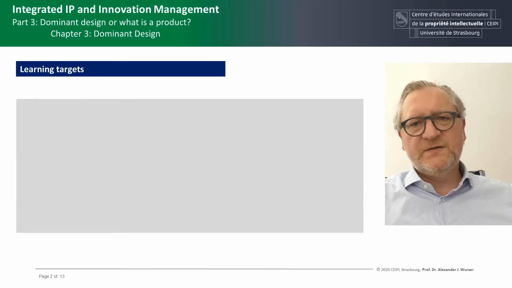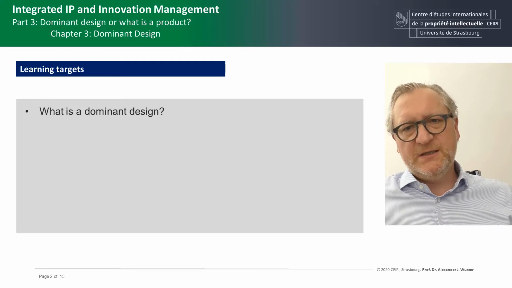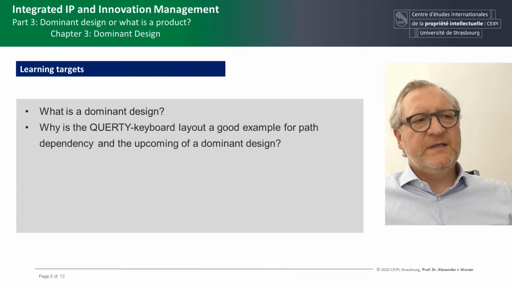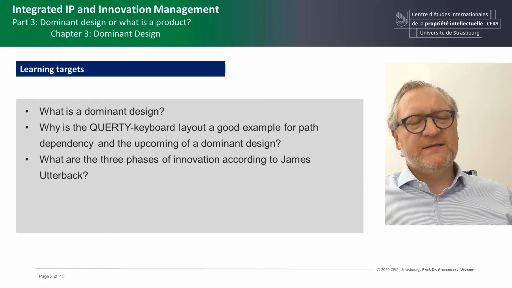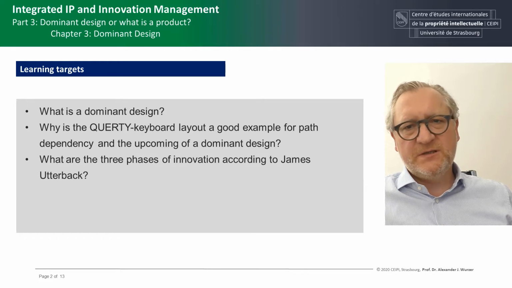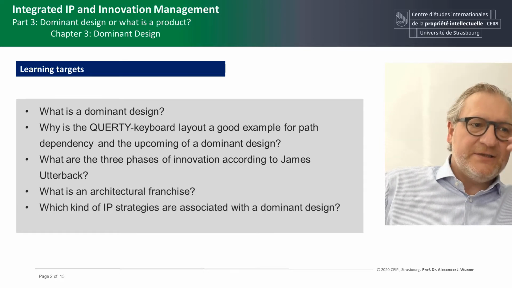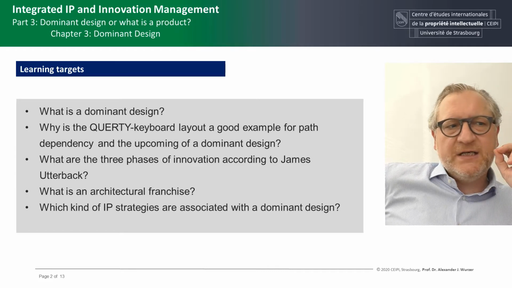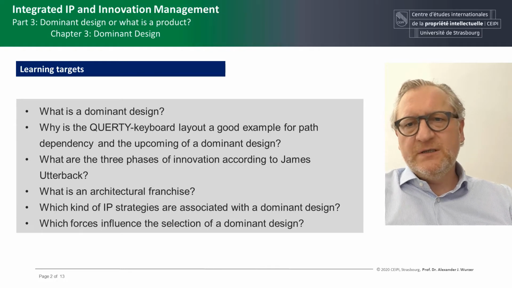The learning targets for this chapter are: what is a dominant design? Why is the QWERTY keyboard layout a good example for path dependency and an upcoming of a dominant design? What are the 3 phases of innovation according to James Utterback? What is an architectural franchise? Which kind of IP strategies are associated with dominant design, and which forces influence the selection of a dominant design?